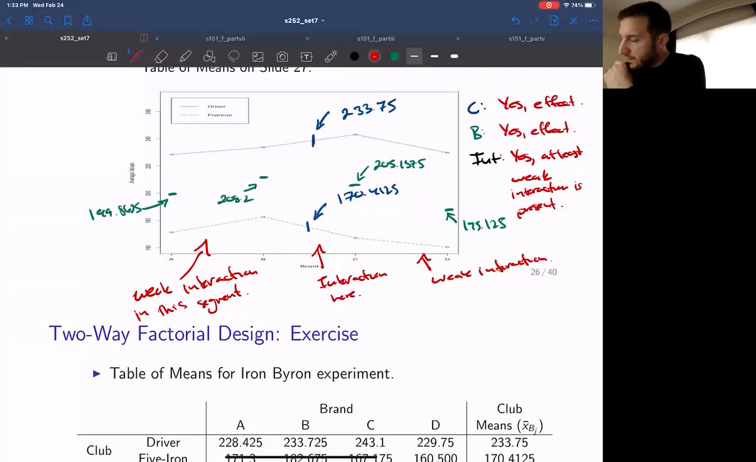Now, there is an interesting result that appears for golf ball brand C, because we can see that the distance the ball travels does decrease. The distance that golf ball brand C travels when hit by a 5-iron decreases compared to the distance golf ball brand C travels when hit by the driver. So that opposite effect could potentially lead to a statistically significant difference that would be of interest to us.